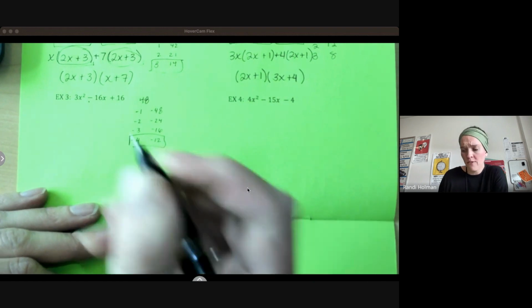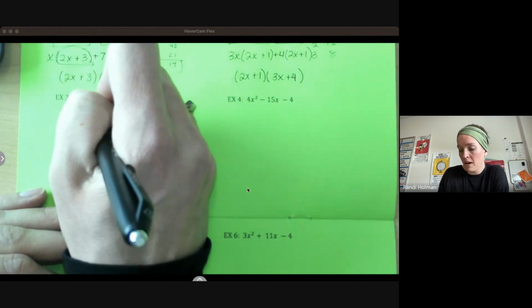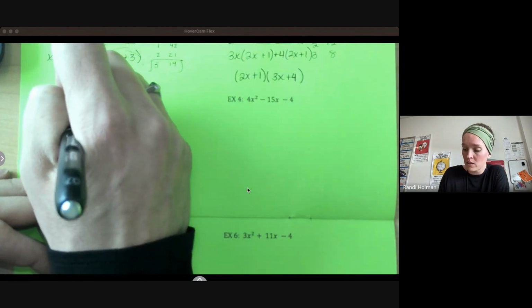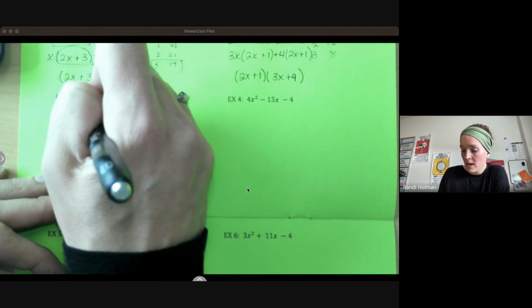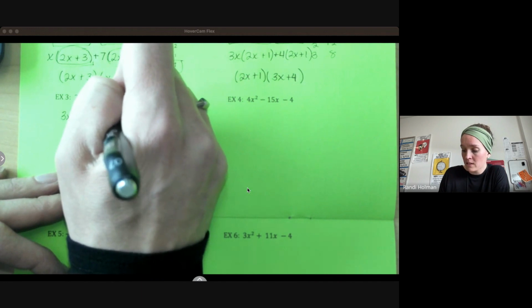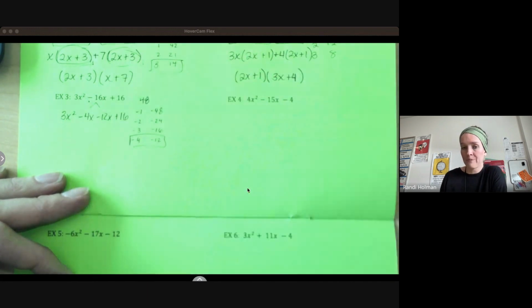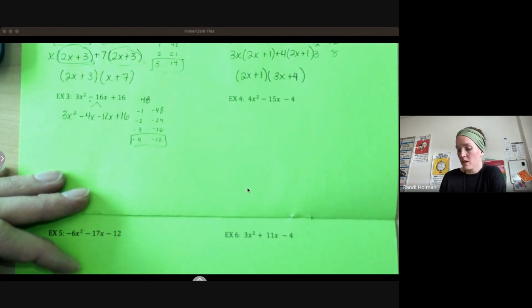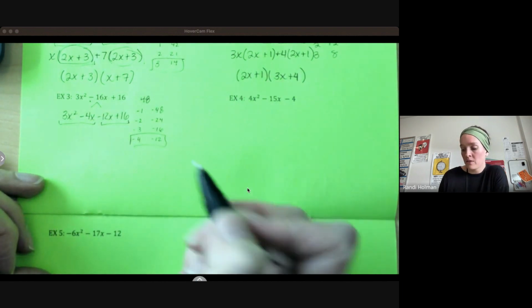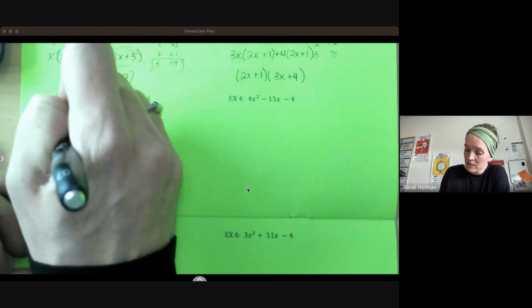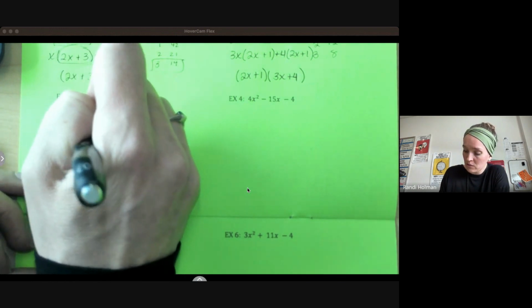And once we find our factor pair that works, we're just rewriting this middle term as two terms. So 3x squared is still 3x squared minus 4x minus 12x plus 16. So we still should be equivalent to what we started with. Then we're grouping. So what do those two have in common? X. We're left with 3x minus 4.